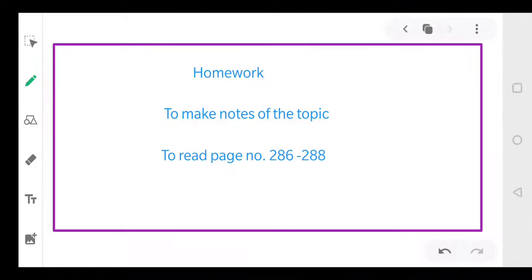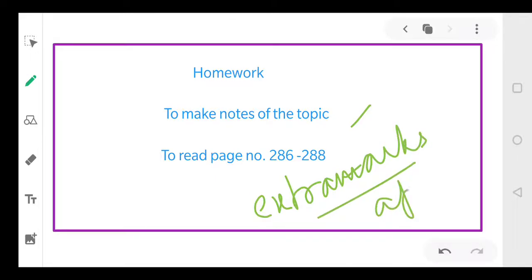Okay. So coming to homework, first of all you will make the notes of this topic. You will read the page numbers 286 to 288 and you will try to complete all the question answers of this chapter, and you can consult for your question answers. You should consult this Extra Marks app. There are beautiful answers which are given in it. So you consult the Extra Marks app for your question answers. The answers that I have checked, they are very good. Appropriate answers are given in this app. So you must go through this.